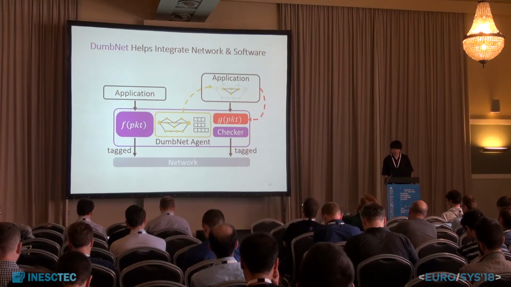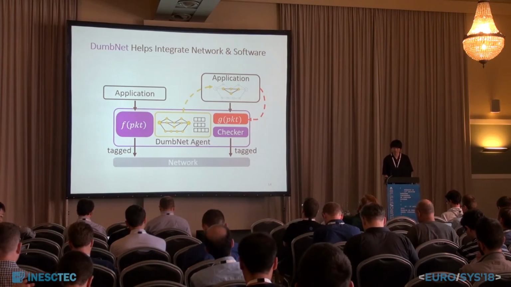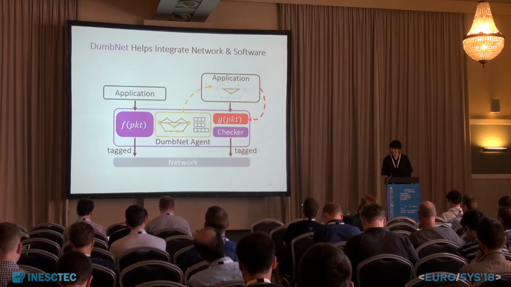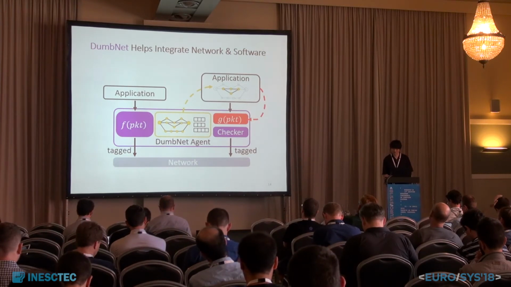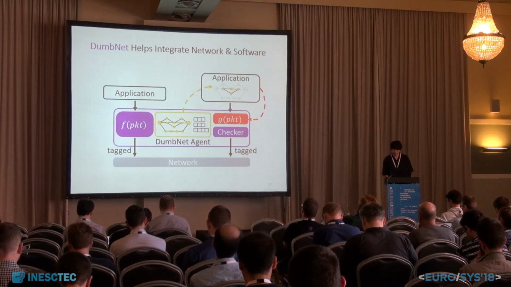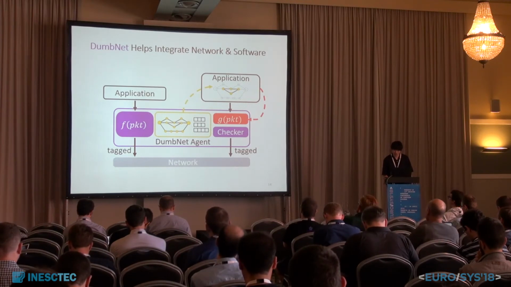Also, the application can use the topocache to provide the DAMnet agent with a customized function. The function is used to add tags. And after the checker checks that the path itself is valid, DAMnet directly sends the packet. So you can see DAMnet helps integrate network and software very easily.